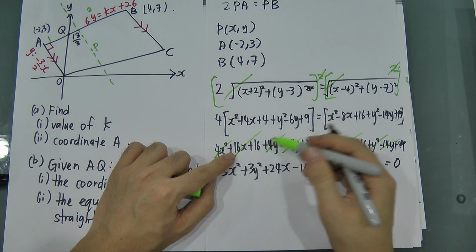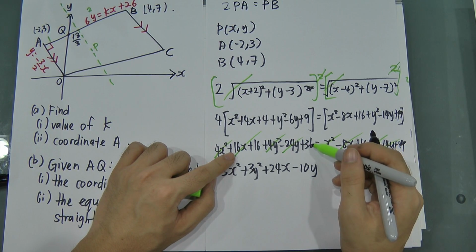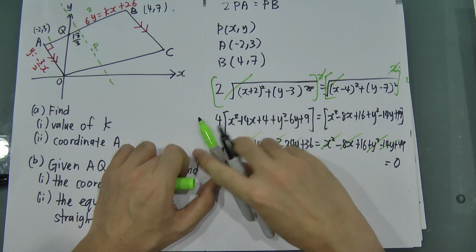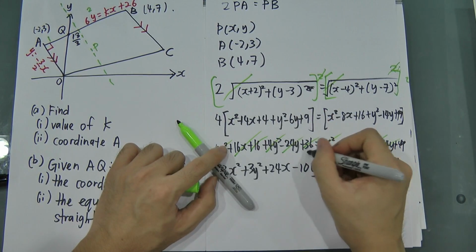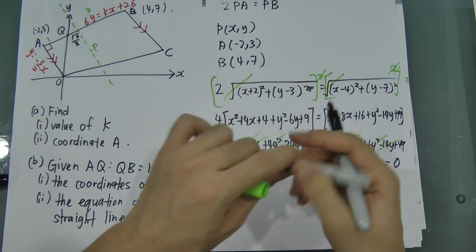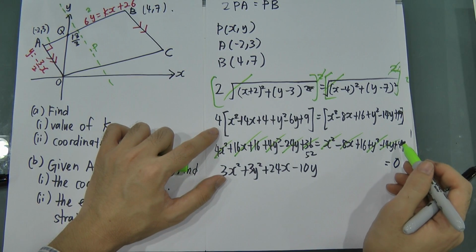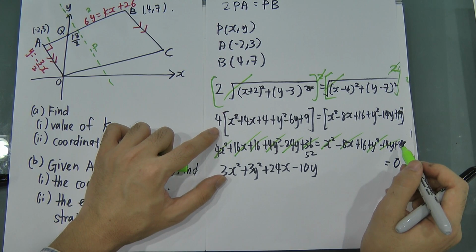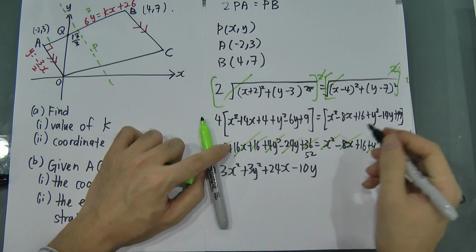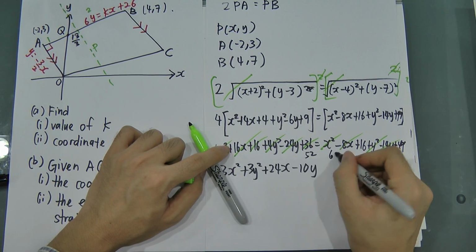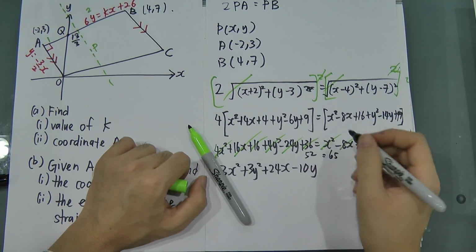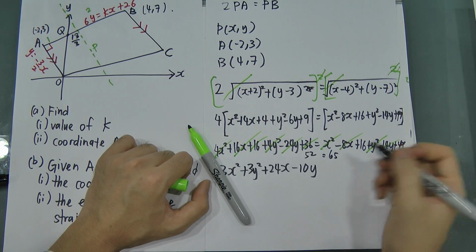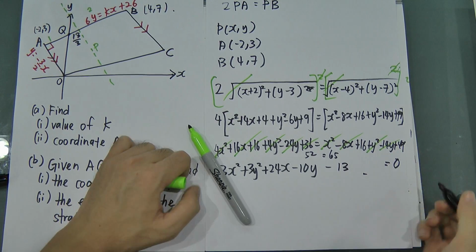Okay, 36 plus 16, we got 52. So over here, if you solve here, we got 52. Here we got 16 plus 49, we will get 65. Yes, we will get 65. So, move over here with minus 65. So, 52 minus 65 will have negative 13. Yes, done.